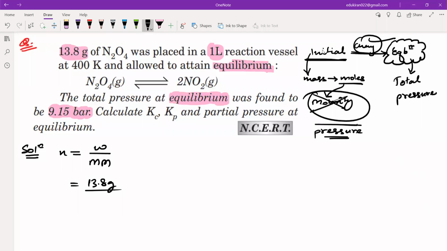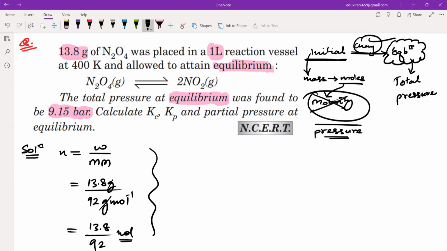Nitrogen, N2O4, will be 92, I guess. 92 grams per mole. Okay, 92 grams per mole. So grams and grams will cancel each other out. You will get 13.8 divided by 92 mole. This is the number of moles.